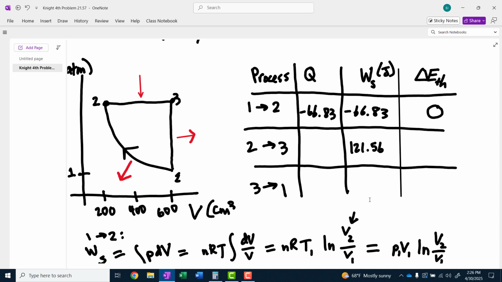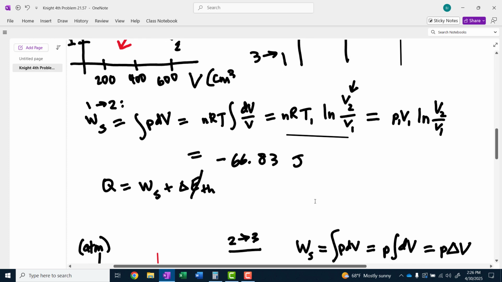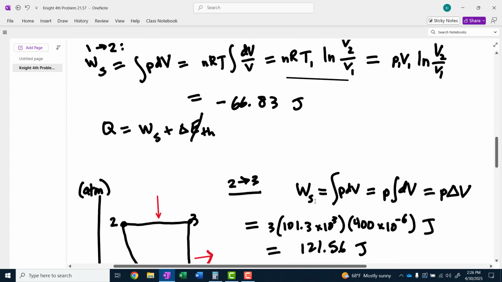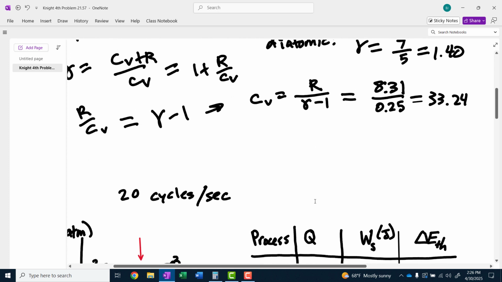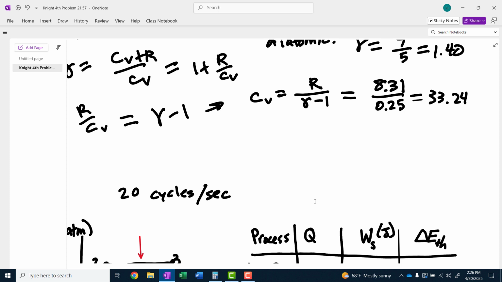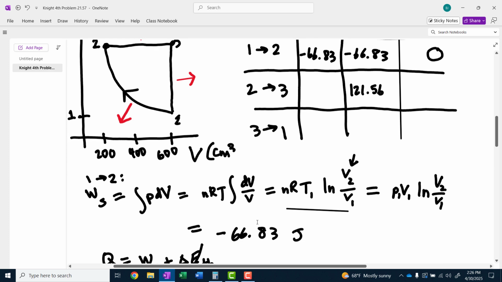So let's go down here, and we're going to need capital C sub P. We need the molar specific heat for constant pressure. And remember, that's C sub V plus R. I think I already calculated C sub V. So C sub P will be 33.24 plus R, 8.31. So we should have 41.55. I'm going to try to memorize that. There's some units there. I won't write them here. 41.55.